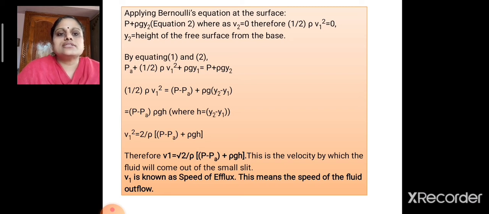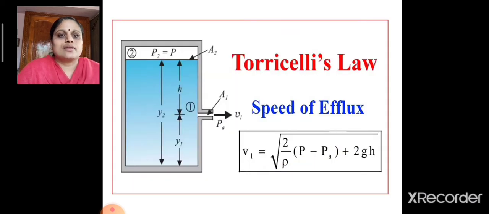V1 is known as the speed of efflux. Efflux means outflow. So we had seen that the speed of efflux, or velocity of efflux, is given by V1 is equivalent to the square root of 2 by rho into P minus PA plus 2GH.